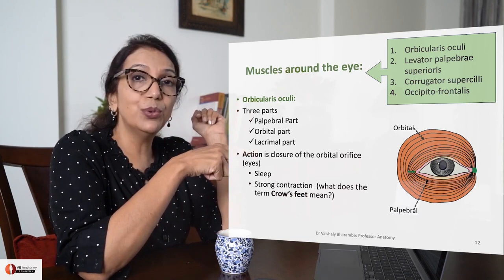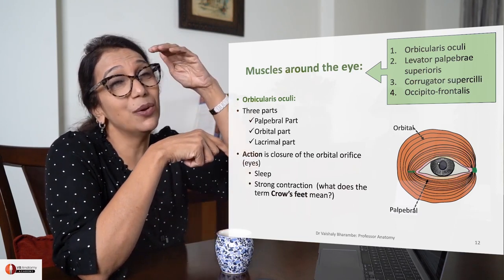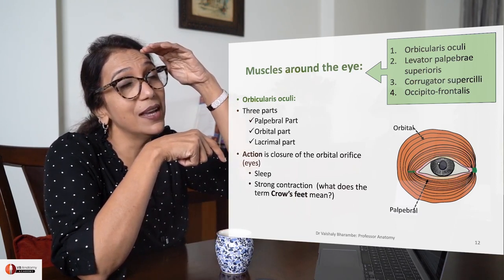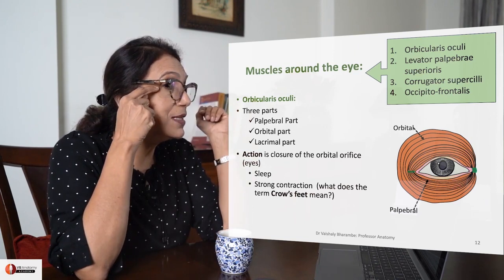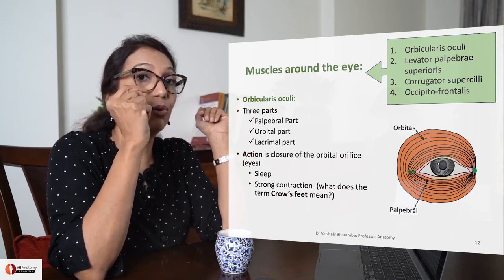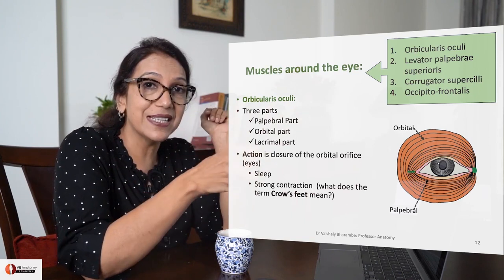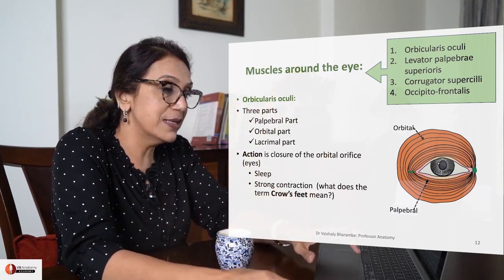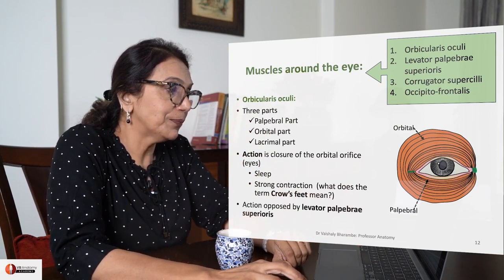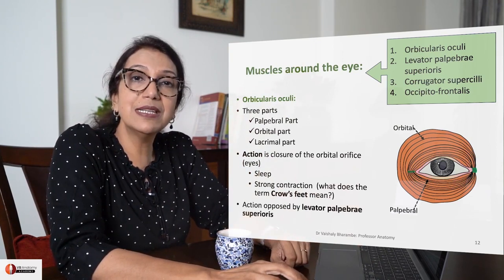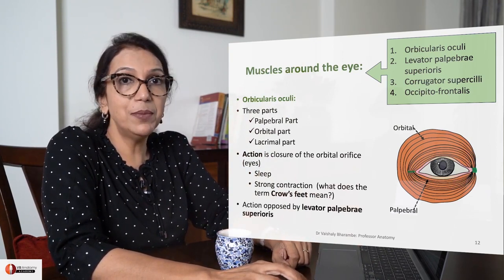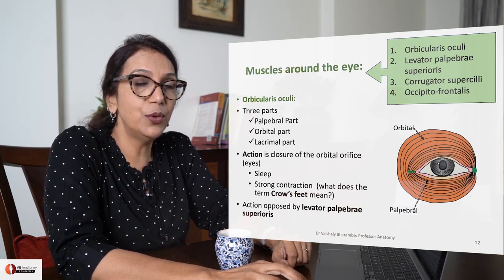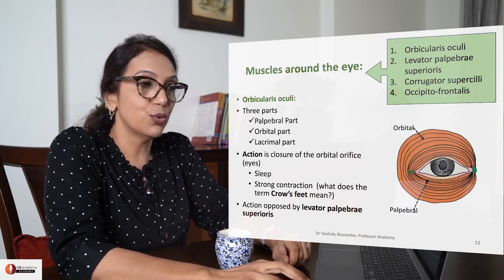It's often when you do this, especially when you're facing a lot of light, okay, you look somewhere against light, you develop these small creases on the lateral angle of the eye, which are called crow's feet. Okay, so all this is because of action of orbicularis oculi muscle. Who opposes its action? Levator palpebrae superioris, which will help to open your eyes.